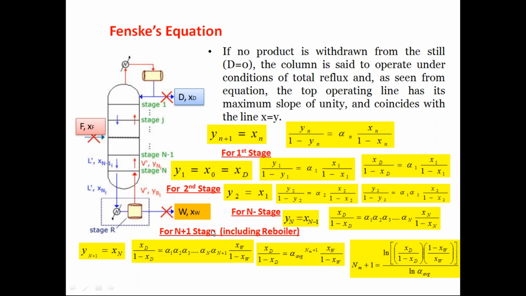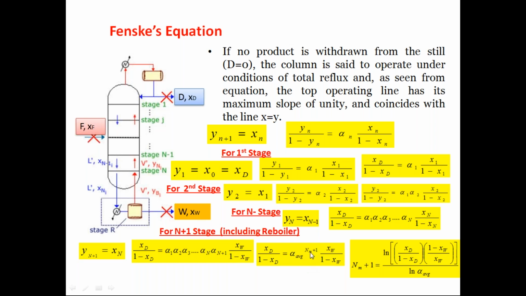Then further, the n plus 1th stage is a reboiler. In the reboiler, you will get again this equation. So here alpha 1, alpha 2, alpha 3, you have a number of alphas which are starting from the first stage to the nth stage. So if you just take the average of all alpha values, which is the geometric average, then you will get alpha 1 into alpha 2 whole to the power of nm plus 1 will be obtained, because you have such alphas.